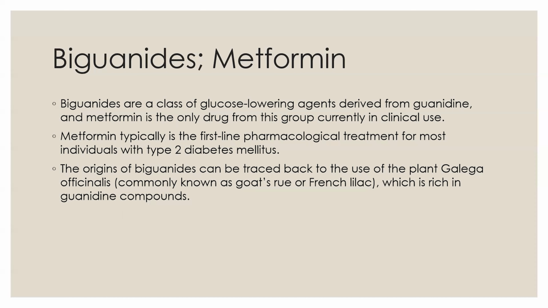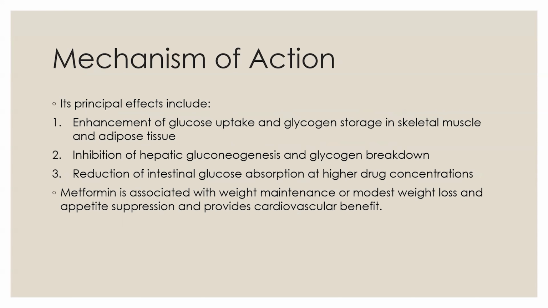Metformin typically is the first-line pharmacological treatment for most individuals with type 2 diabetes mellitus. If you look at most clinical guidelines across the world, you'll find that metformin typically is the first agent initiated in patients with diabetes. The origin of biguanides can be traced back to the use of the plant Galega officinalis, commonly known as goat's rue or French lilac, which is rich in guanidine compounds.